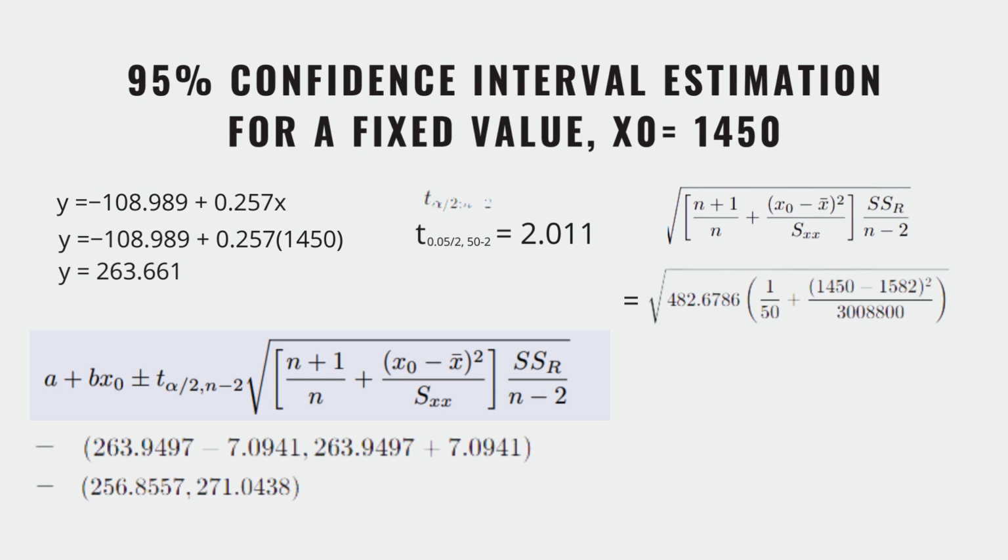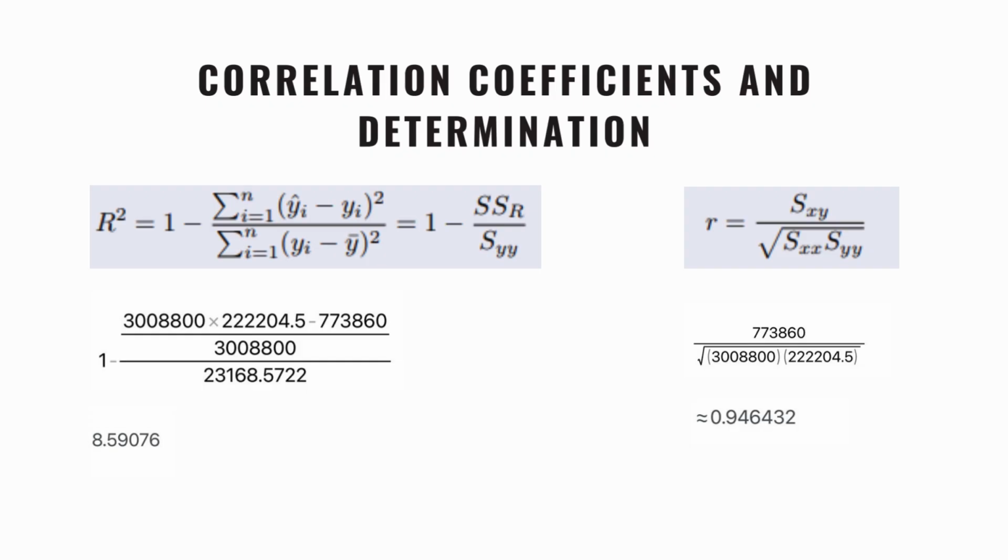and substituting that with the data that we already know, we get an interval from this to this, and this tells us that we are 95% sure that the price of a 1,450 square foot home will be between $2,056.88 and $2,071.04 thousand. We calculate the correlation coefficient and the coefficient of determination.